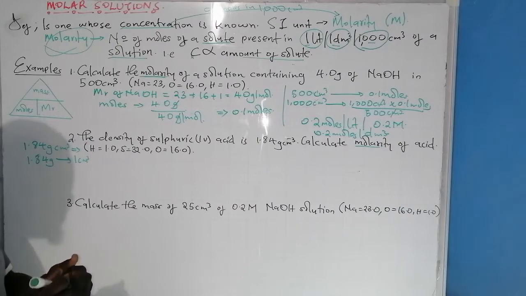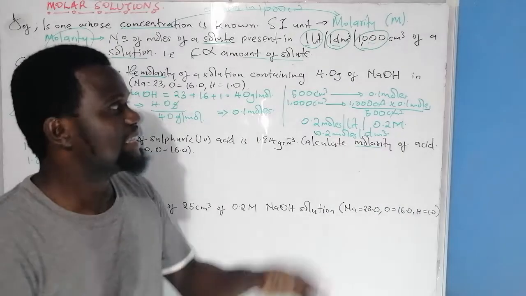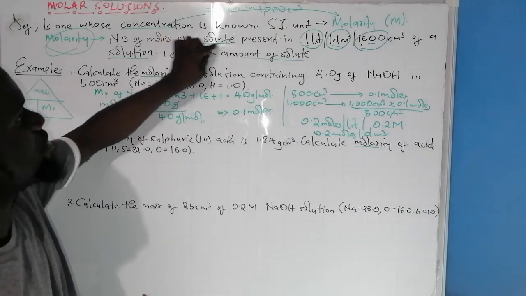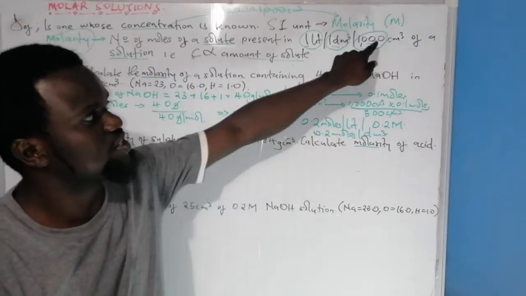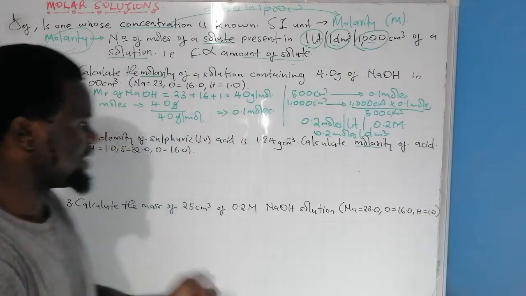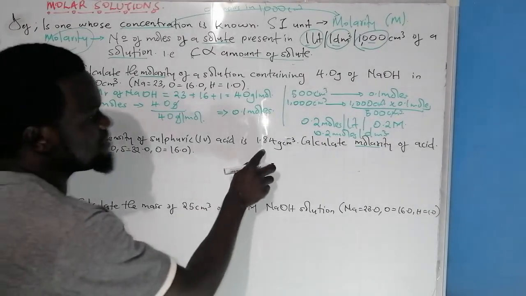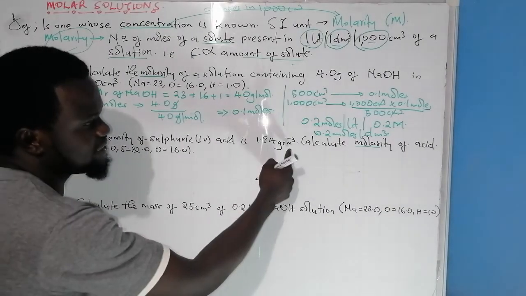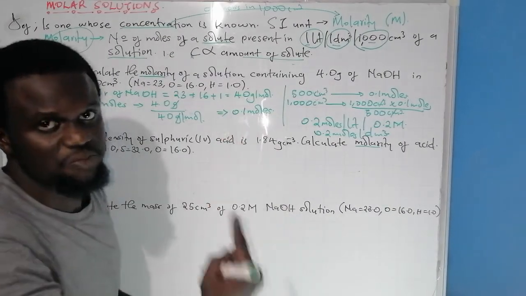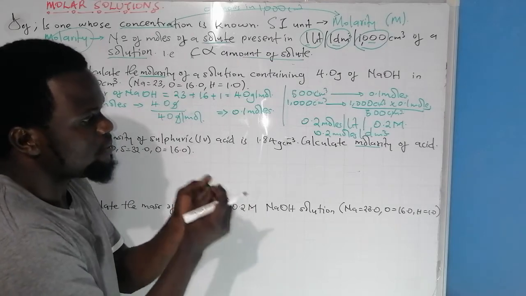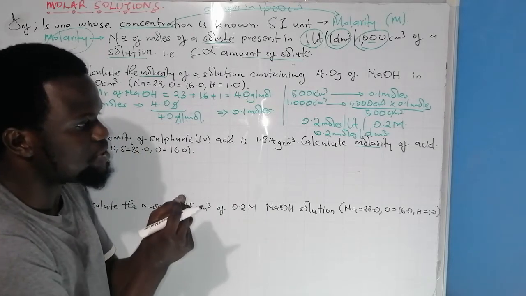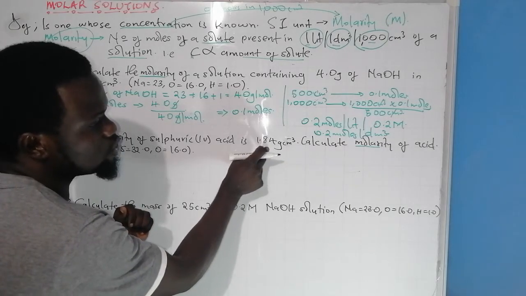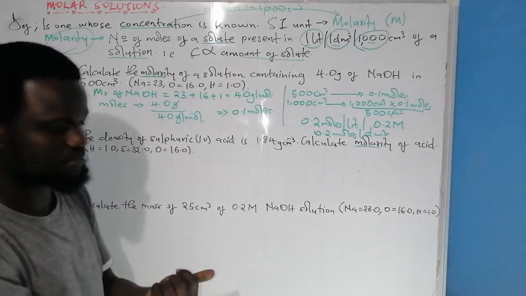Let us keep it in mind that when I talk about molarity, I mean the dissolution or solution of a solute in 1 liter or 1,000 cubic centimeter of a solvent. And in this case, I am given mass per cubic centimeter. It means that this mass is in 1 cubic centimeter. So what is the mass of this solute in 1,000 cubic centimeter of a solvent?